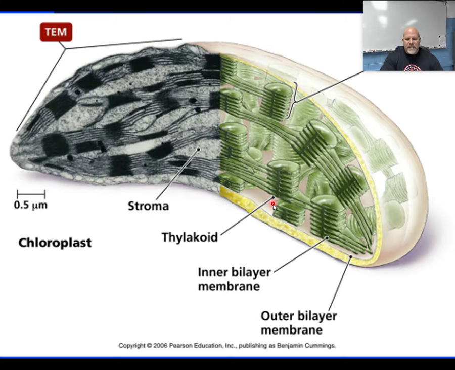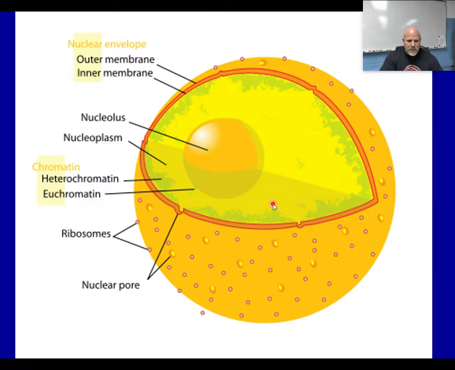chloroplasts and how they can transform light energy into sugars so that those sugars can be used by our bodies, and the nucleus and how it is going to store all of our genetic information and be involved in the process of cell division and making and running our bodies.